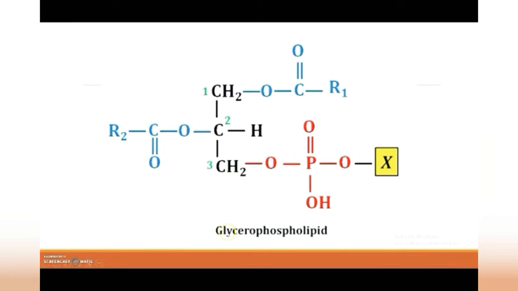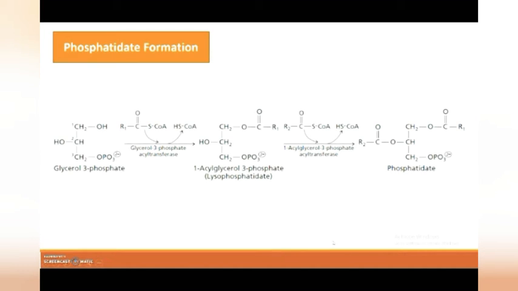Actually, the first step is the same as triacylglycerol synthesis. It starts with the phosphatidate formation. The first reaction starts with the reduction of dihydroxyacetone phosphate, helped by glycerol 3-phosphate dehydrogenase as catalyst, to form glycerol 3-phosphate. Let's see the glycerol 3-phosphate here.